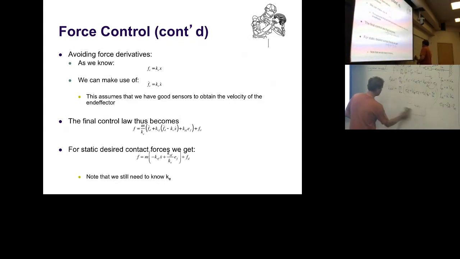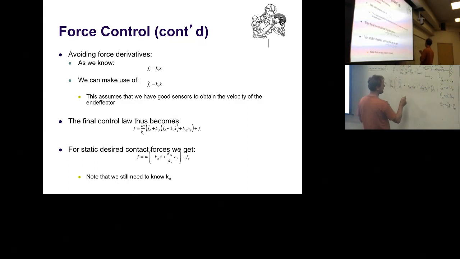Let me clean up a little bit. Go back to the control law, F equals M over KE. It was times F desired double dot. Originally, then it was times KVF times E dot F plus KPF times EF plus F desired. So that was our recent control law.